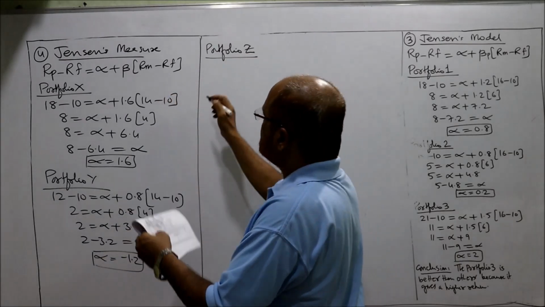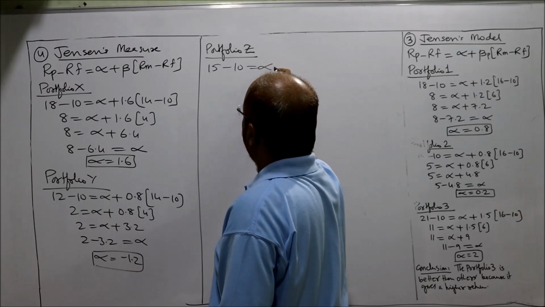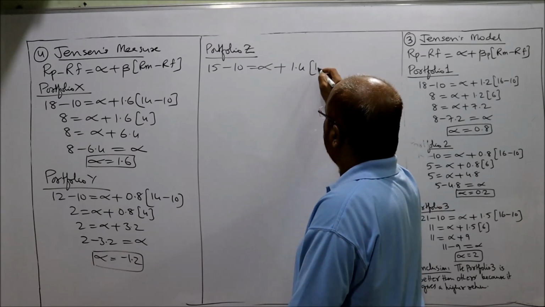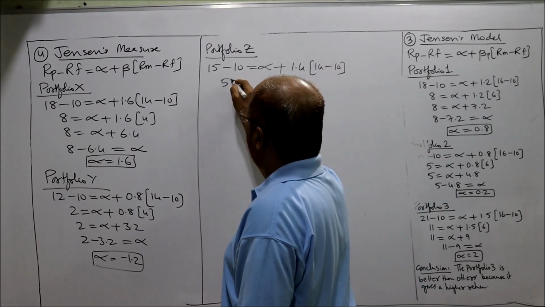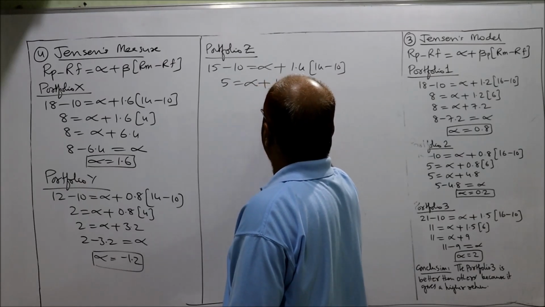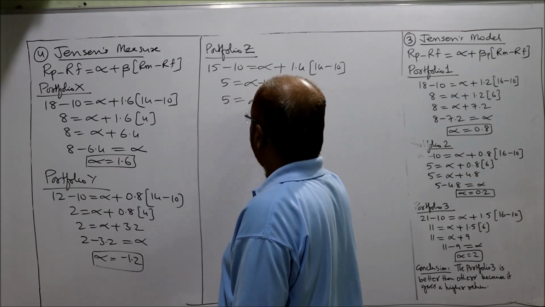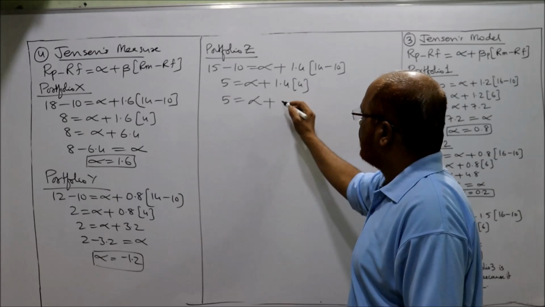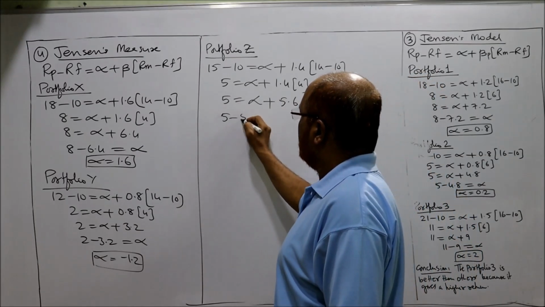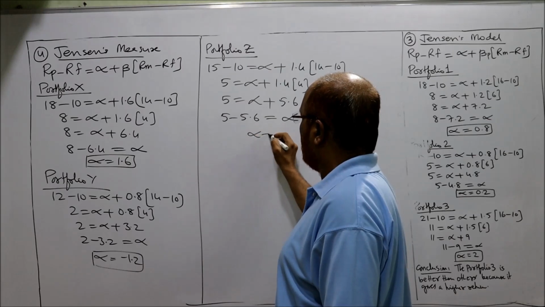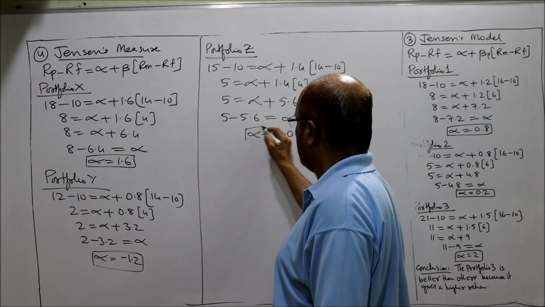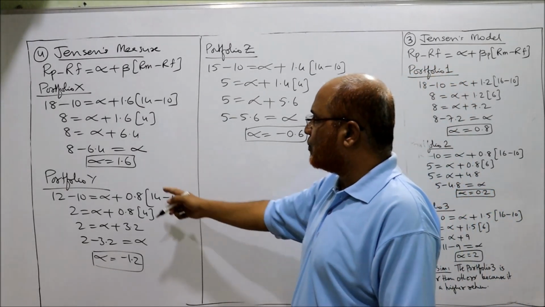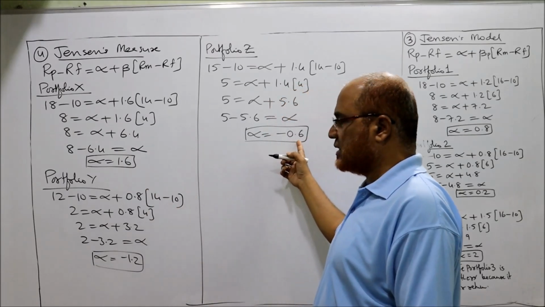Portfolio Z. The return is 15%. 15 minus 10 is equal to alpha plus beta, which is 1.4, into 14 minus 10. So 5 is equal to alpha plus 1.4 into 4. 1.4 into 4 is 5.6. So 5 minus 5.6 is equal to alpha. Alpha is equal to minus 0.6. That's all. So we have calculated the alpha values for portfolio X, portfolio Y, portfolio Z.